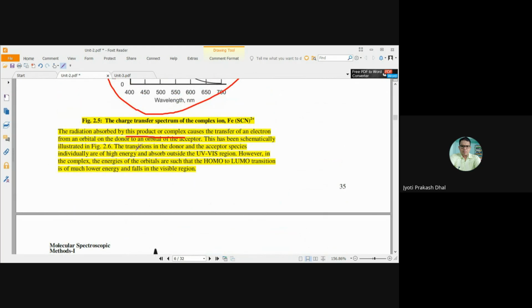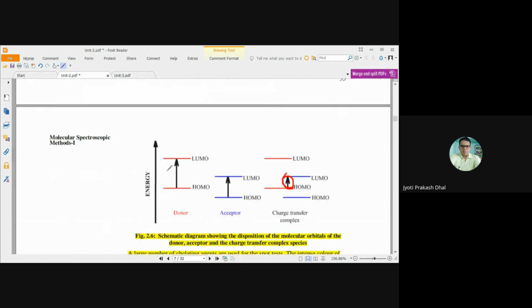In figure 2.6, the electronic transitions in the donor and the acceptor species individually are high energy. The electronic transition of the donor individually needs high energy, and similarly the electronic transition of the acceptor individually also needs high energy. But when the donor and acceptor combine to form the complex, the electronic transition from the HOMO of the donor to the LUMO of the acceptor requires comparatively very little energy. That's why it is called a charge transfer complex.